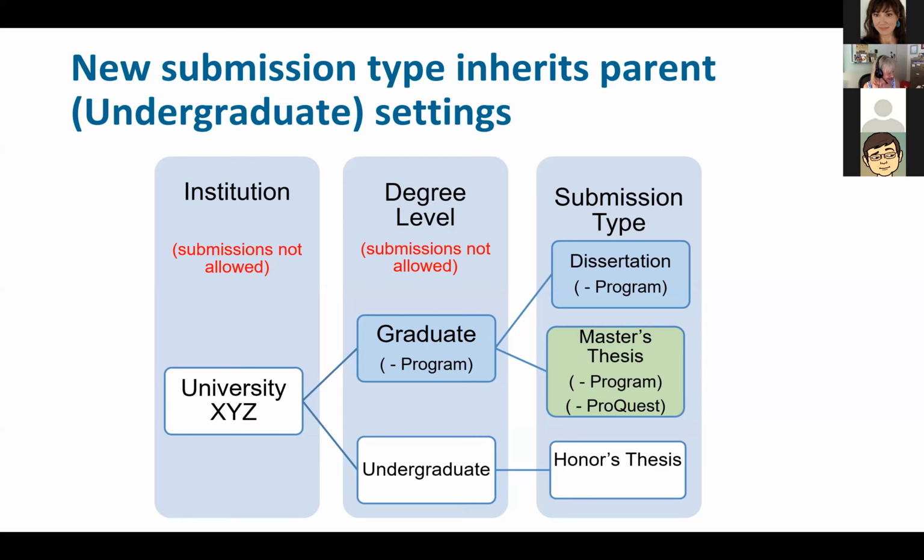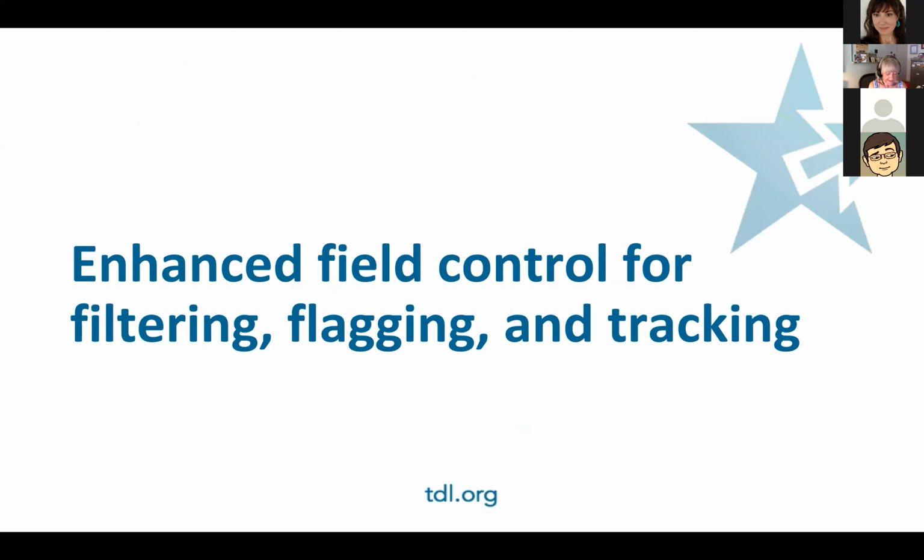This more or less completes a very quick overview of how the multiple workflows can be established in Vireo 4. The next set of stages, although important, are not as complex as this particular change, and so there's a little less time spent on them. It's more of a show and tell of what's available that is not currently available in version 3. Starting with the enhanced field control for filtering, flagging, and tracking.